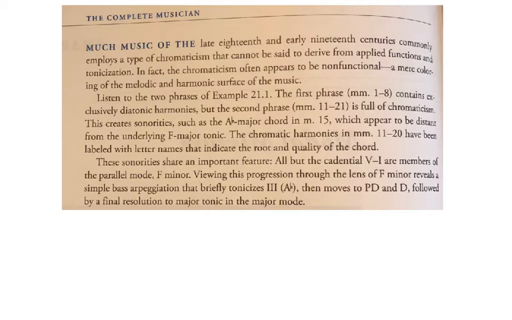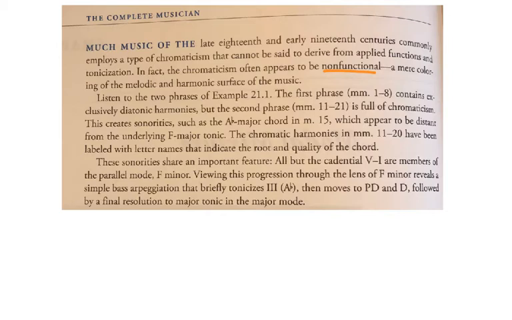The music of the late 18th and early 19th centuries commonly employs a type of chromaticism that cannot be said to derive from applied functions or applied chords and or tonicization. The type of chromaticism we have been studying this semester is primarily in the form of modulation, applied chords, and tonicization. In fact, the chromaticism that we're talking about, modal mixture, often appears to be non-functional, a mere coloring of the melodic and harmonic surface of the music.